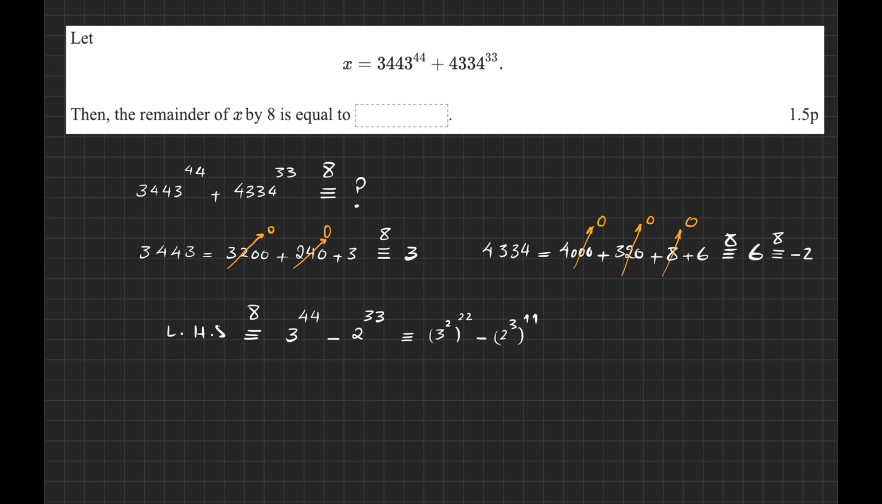Why is that useful? Because 3 to the power of 2 is just nothing except 9. 9 to the power of 22 minus 2 to the power of 3 is just simply 8 to the power of 11. And now if I want to simplify this modulo 8, again, 9 can be written as 1, 8 can be written as 0, so this becomes 1, and 1 is an acceptable answer for me, so I need to put 1 here. Okay, good.